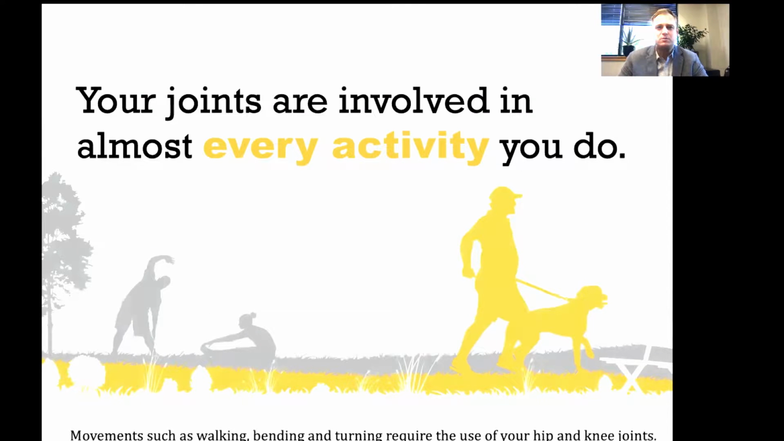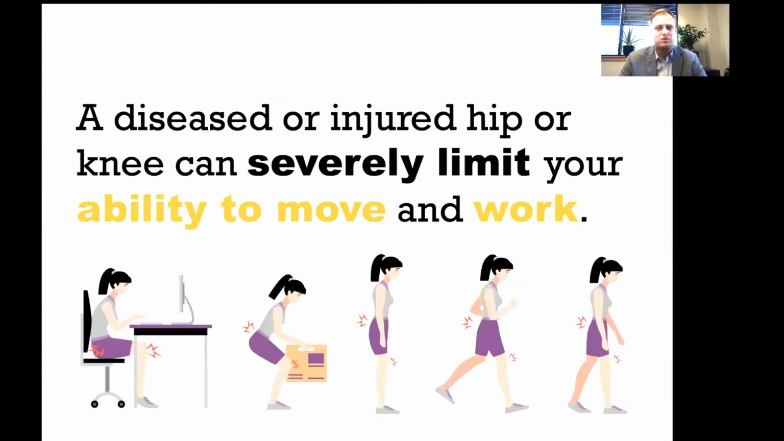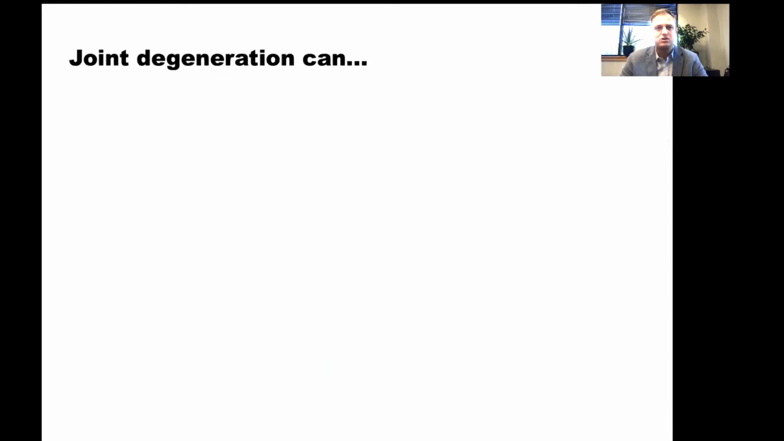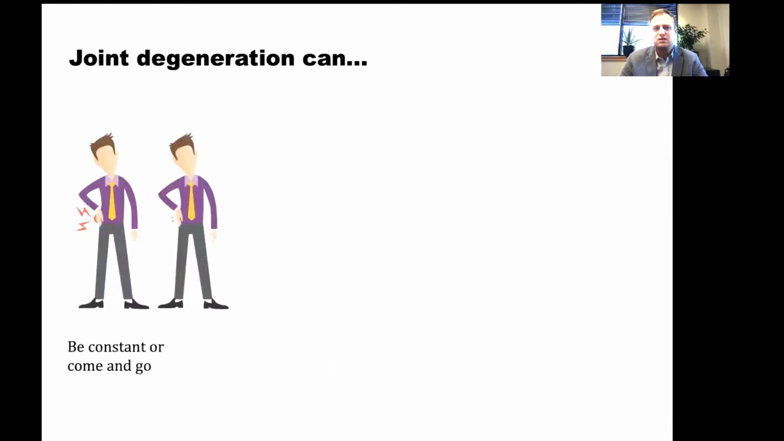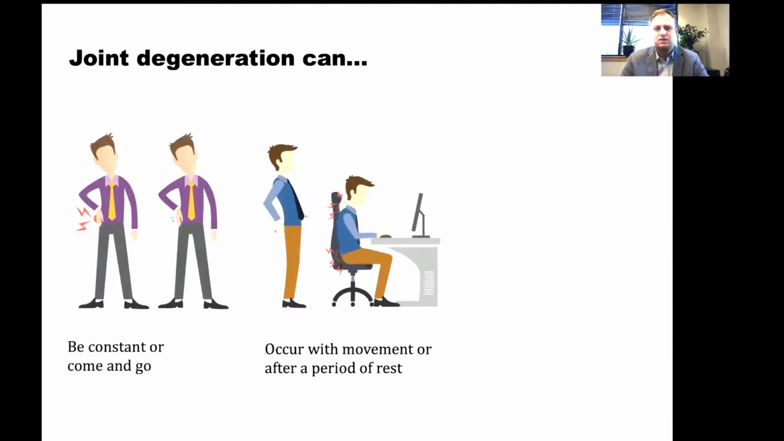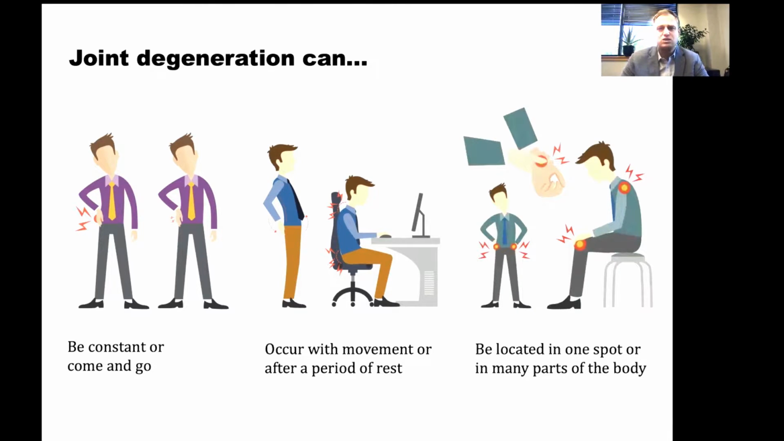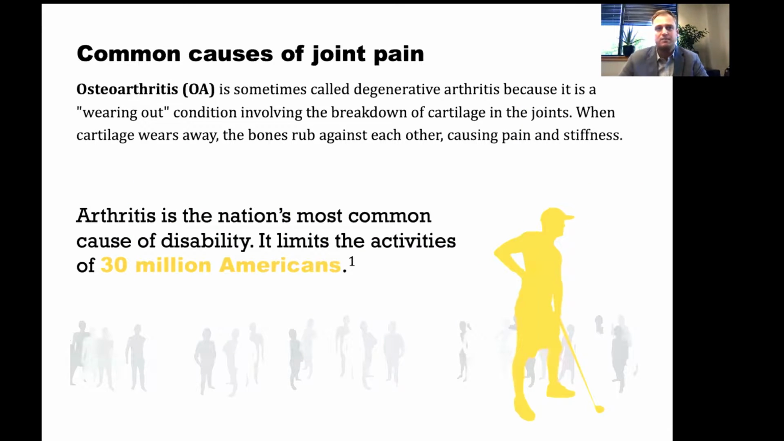Your joints are involved in almost every activity you do, whether it's walking or moving or working, and a disease in one of these joints can limit your ability to move and to work. Joint degradation can be a pain that's constant or comes and goes. It can also occur with movement or after sitting for a period of time, like working or sitting in a car. It can be located in one spot or it can radiate to a separate spot in your body.